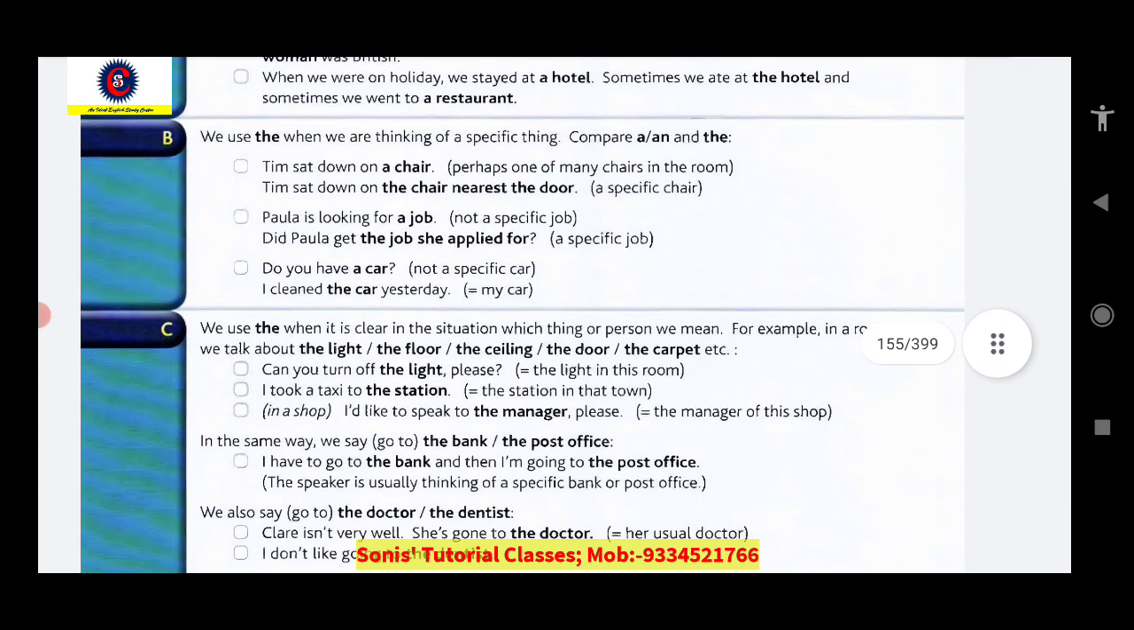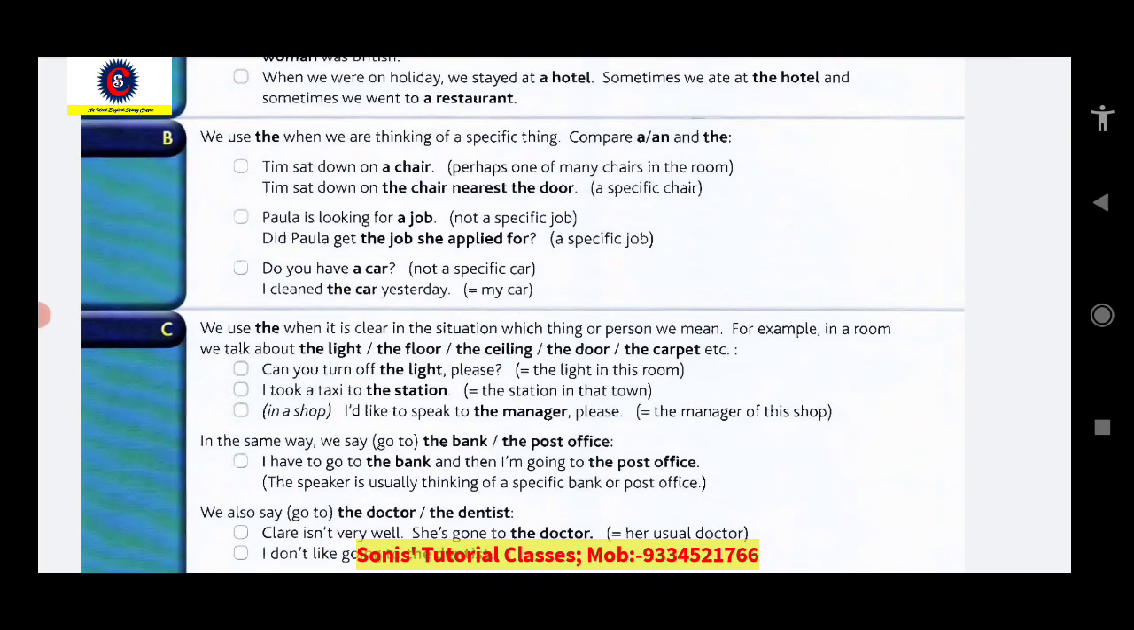Okay, and we use a or an when we are talking about anything for the first time. Like, Tim sat down on a chair. Perhaps one of many chairs in the room. And when I say Tim sat down on the chair nearest the door, it means we are talking about some specific chair. Paula is looking for a job, not any specific job. Any job will do. But when I say, did Paula get the job she applied for, it means we are talking about a specific job that she applied for.